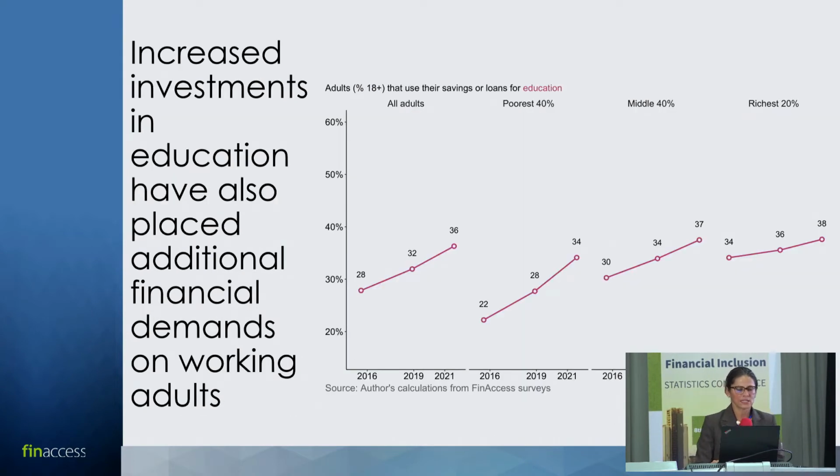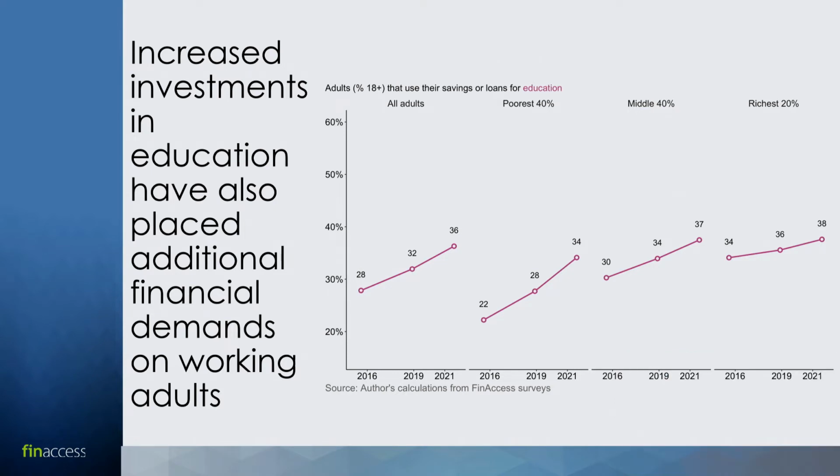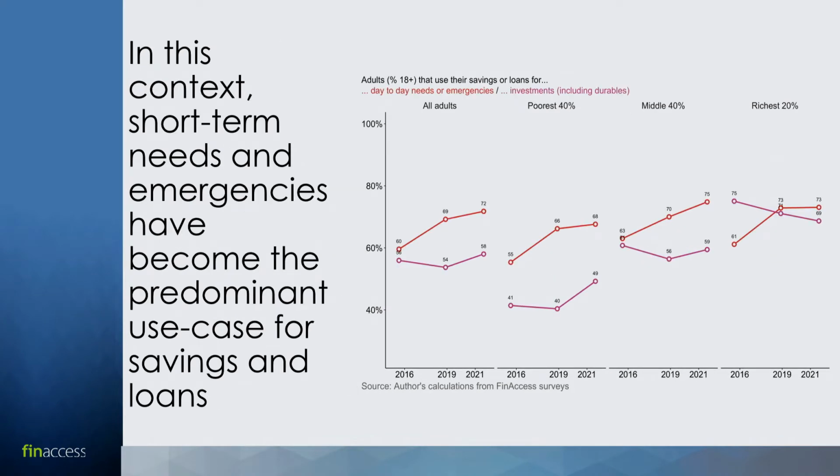Now, what have been the implications of this scenario for finance? Here, one of our metrics, which relates to the last chart, shows the increasing proportion of savings and credit which are being used for education purposes. We've seen a big uptick in that between 2016 and 2021 across the population. Actually, the steepest uptick in payments for education or investments in education through finance has been for the poorest, interestingly enough. The poor have a huge premium on education, we often find.